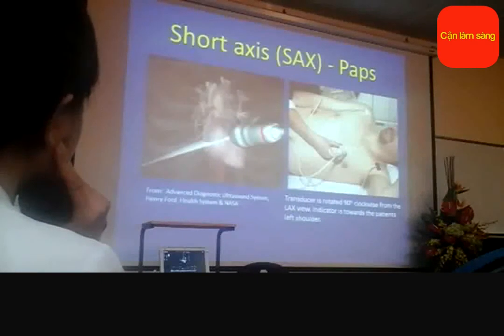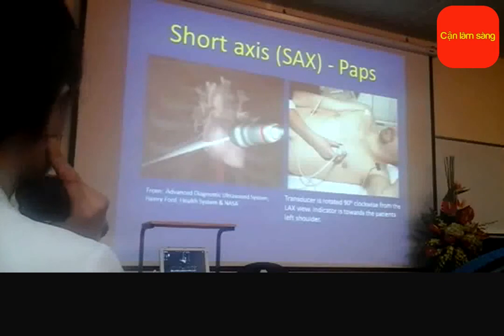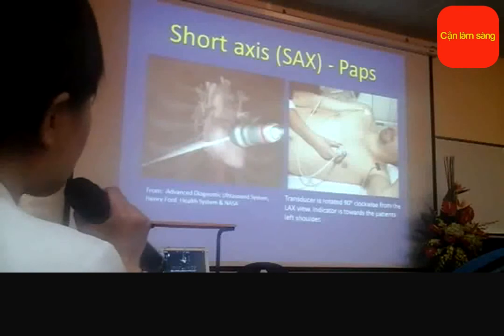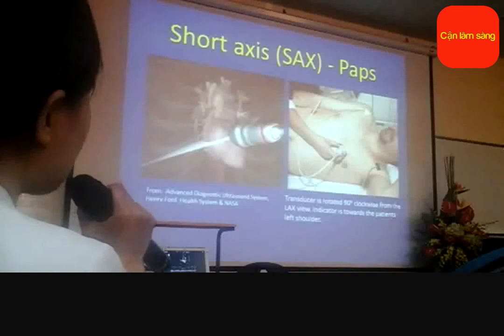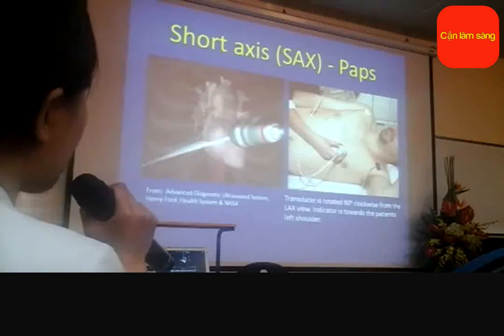So still in the parasternal window, if you rotate the transducer beam 90 degrees clockwise, then you can see the short axis. This is the long axis, this is the short axis. Cũng bắt đầu từ vị trí ta lấy được mặt cắt trục dọc cạnh ức trái, nếu ta xoay đầu dò siêu âm đi 90 độ thì ta sẽ thu được mặt cắt trục ngắn cạnh ức trái.